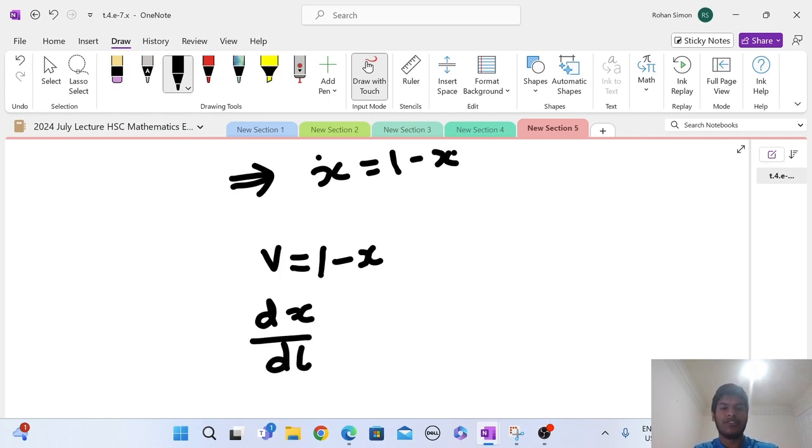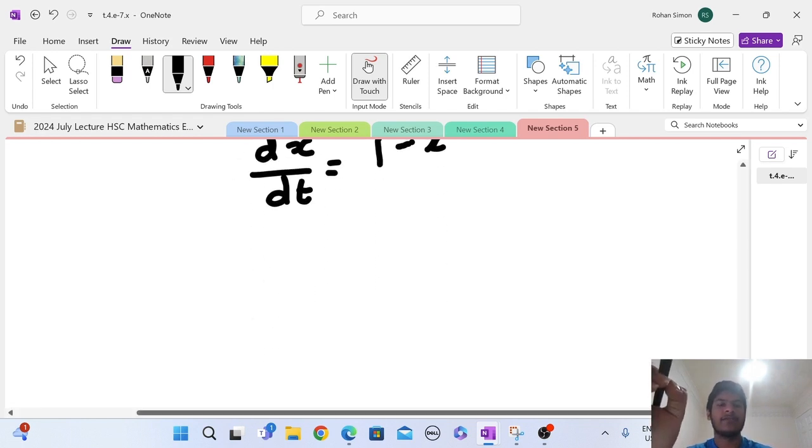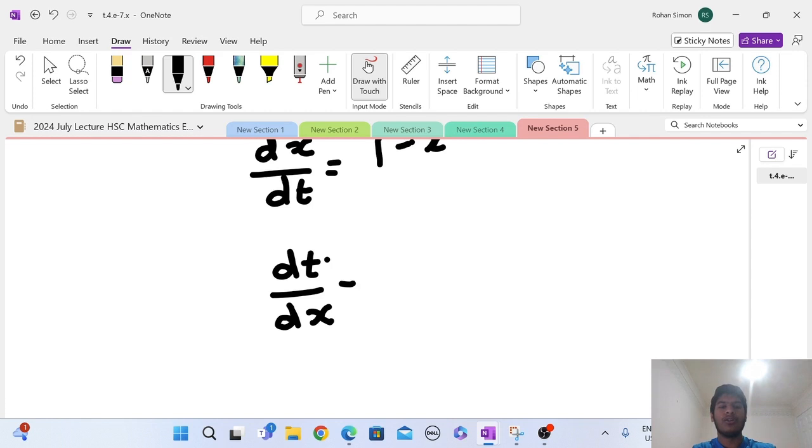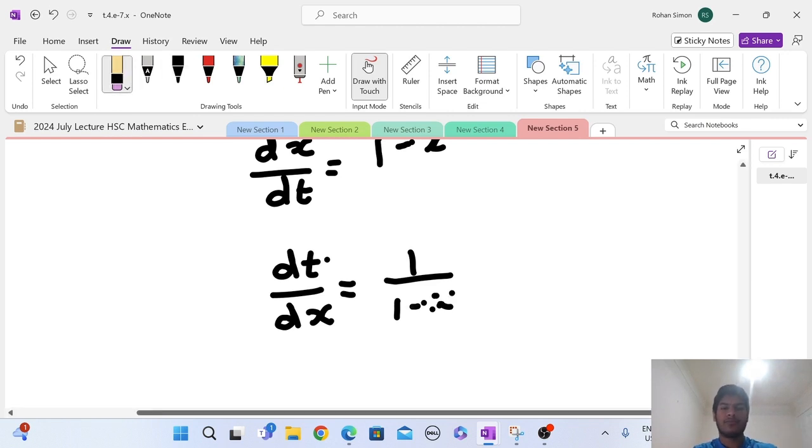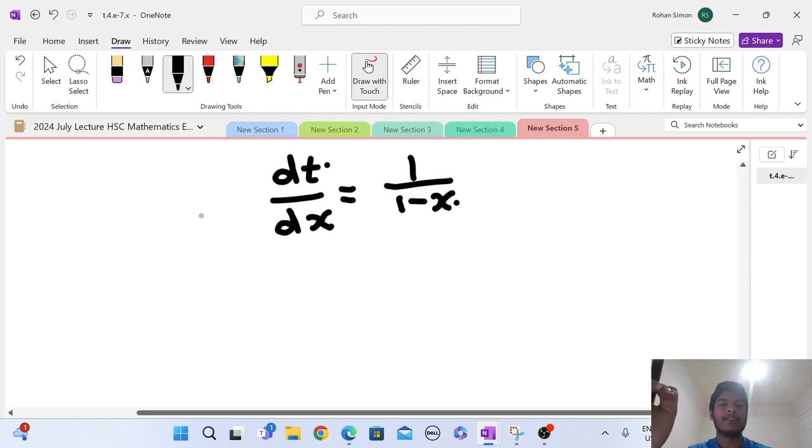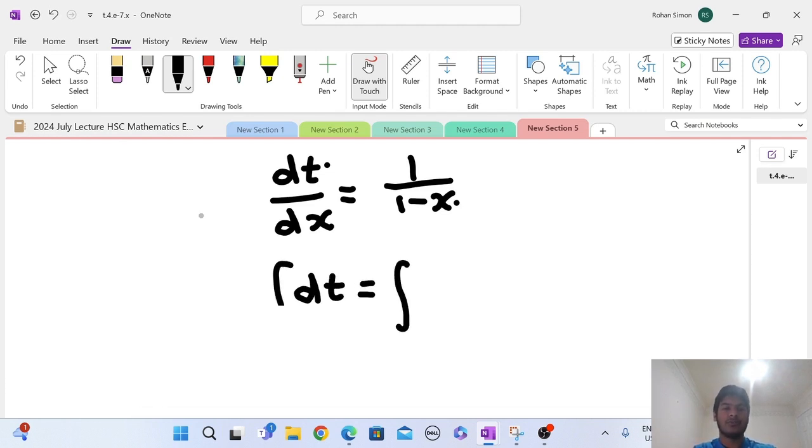And here's where we do the little reciprocating trick, right? We can go ahead and flip both sides, sort of like fractions, but not because they're fractions, but because of a result of the chain rule. We end up with dt dx equals 1 over 1 minus x. And so now we can go ahead and integrate both sides with respect to x, and so we end up with dt is equal to the integral. So we end up with the integral of dt with respect to x, if we separate variables, as 1 over 1 minus x dx.